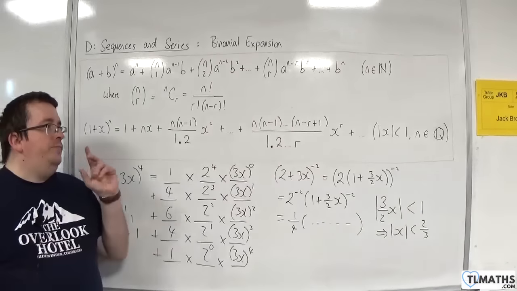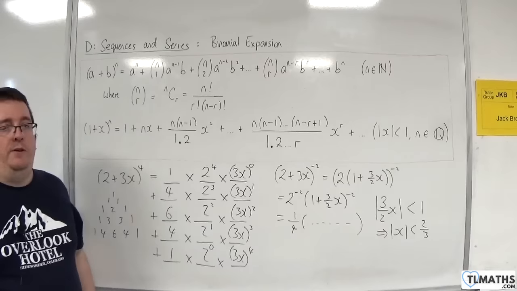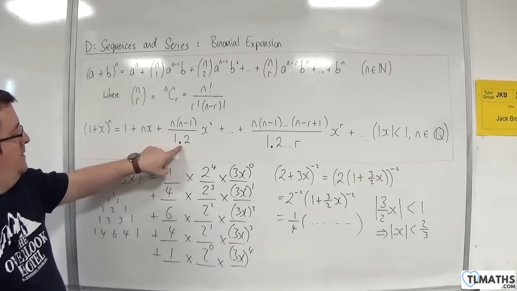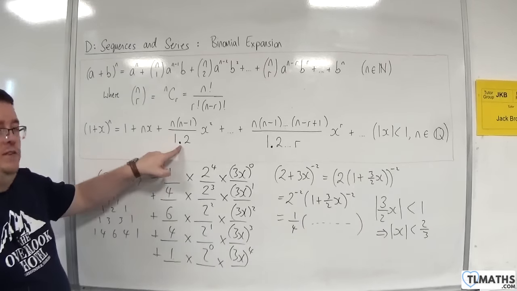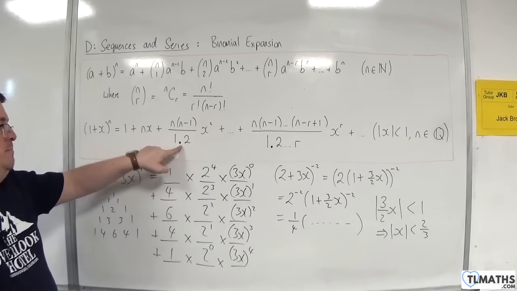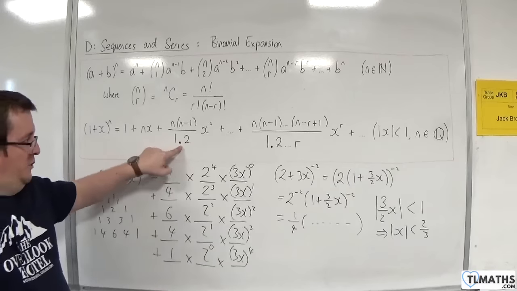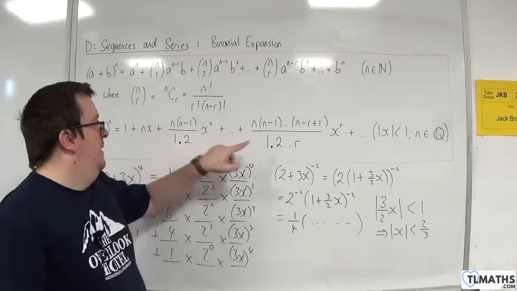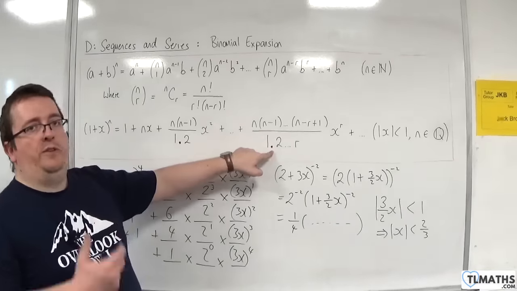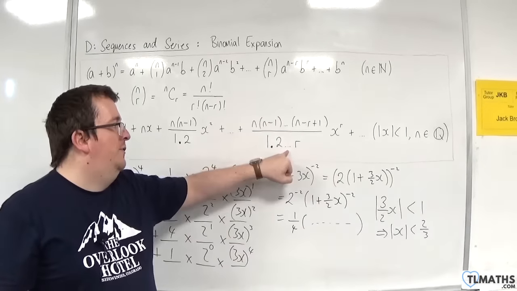Now, the one thing to really make sure you don't get caught out on is this bit here. Remember that that is saying 1 times 2. So this decimal point is representing a multiplication, not a decimal point. So it's not 1.2. This is 1 times 2. And that's 1 times 2 times 3 times 4 times 5 all the way up to r. So this is 2 factorial and that's r factorial.